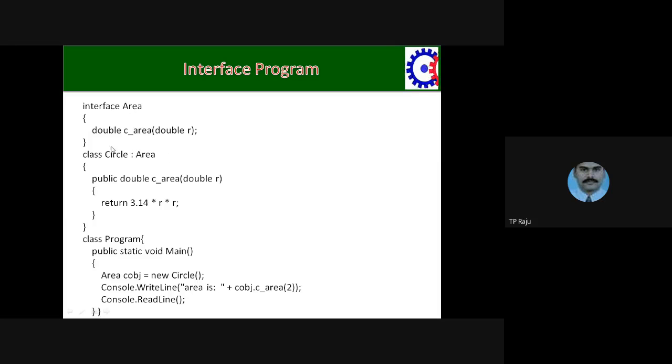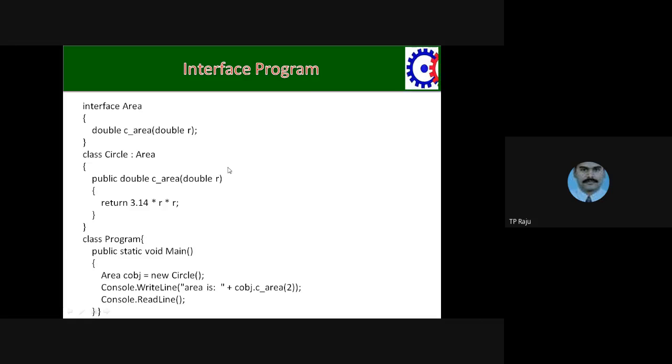Then from the area interface we are creating a class with the name circle. In the circle class we are defining the method of the interface. Means circle class may have its own function definitions, and it should contain the definition of all interface methods. For example, if the interface has three method declarations, all those three methods should be defined in the derived class. It is the concept.